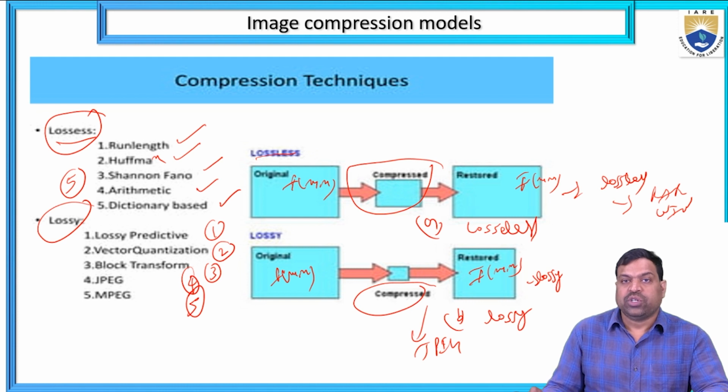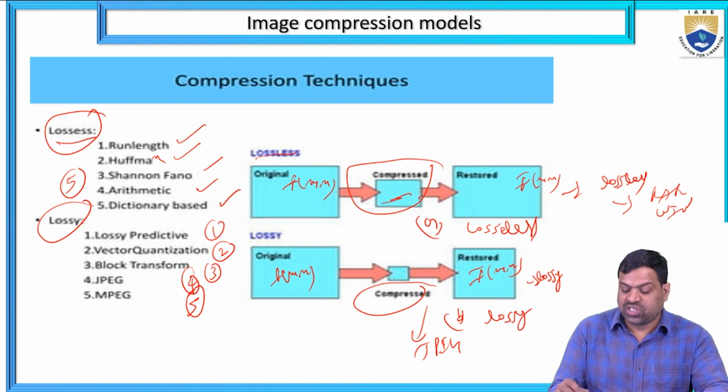So lossless image compression has 5 types: run length coding, Huffman coding, Shannon-Fano coding, arithmetic coding, and dictionary-based coding. And lossy compression includes lossy predictive coding, vector quantization, block transform coding, JPEG and MPEG. So lossless means the original image is restored exactly from the compressed image. Lossy means the original is compressed and then only approximately restored.